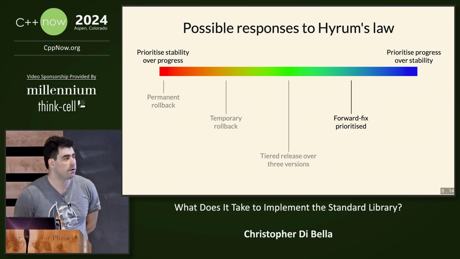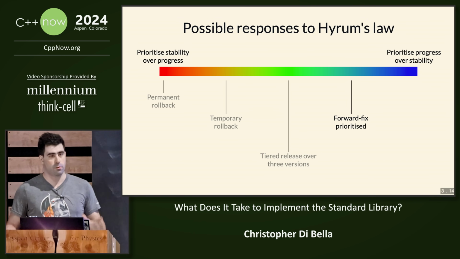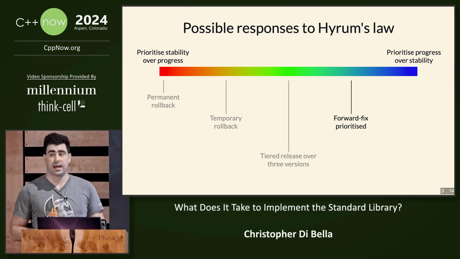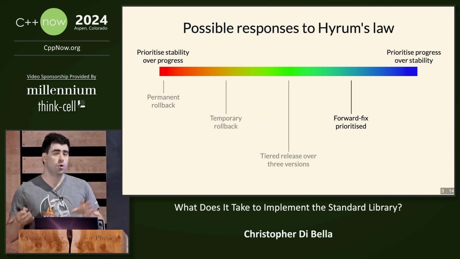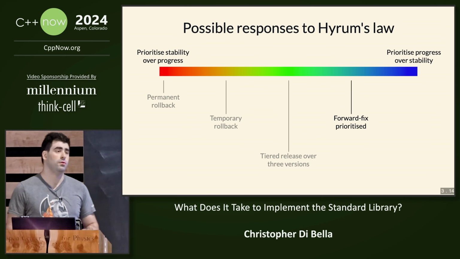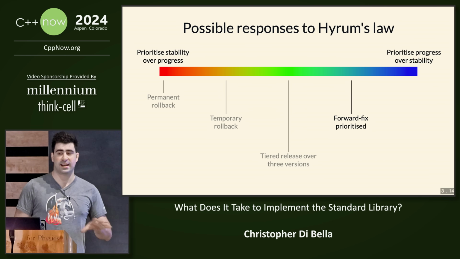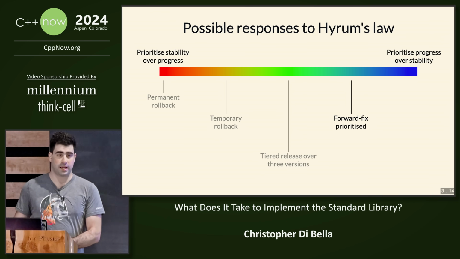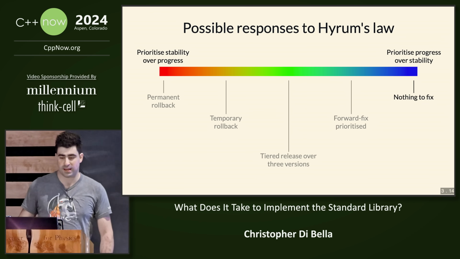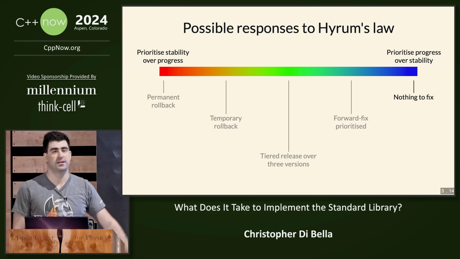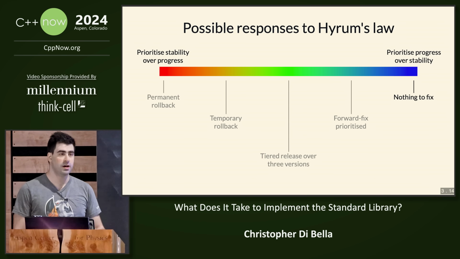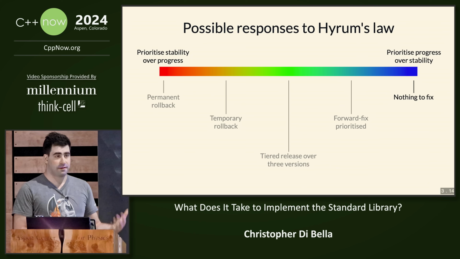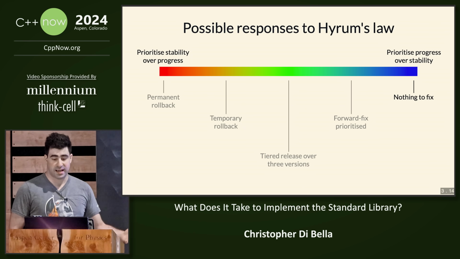Then there's the idea of prioritizing forward fix. That's saying, look, no, we want to keep this in because it helps the vast majority of users. We do recognize this is a pain point for you, and so we will prioritize getting some sort of forward fix in, so that you're not feeling this pain for very long. And then finally, on the very far end of prioritizing progress over stability, you say, look, there's nothing to fix here. You're going to have to work with whatever is in the implementation as it is.